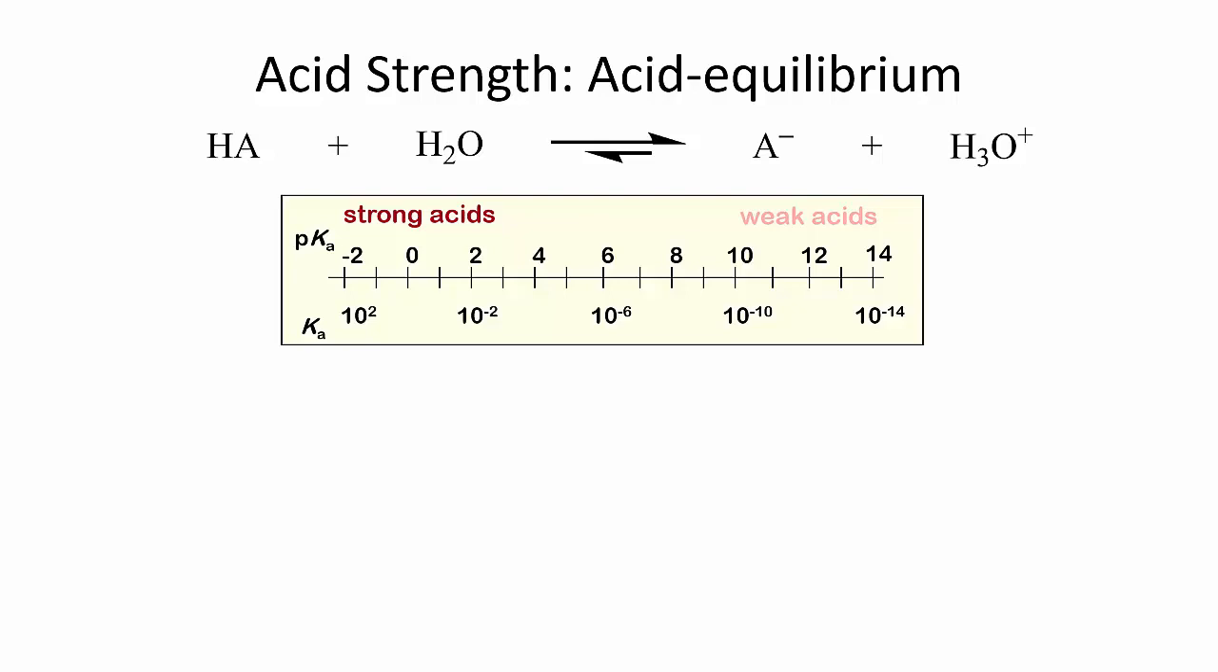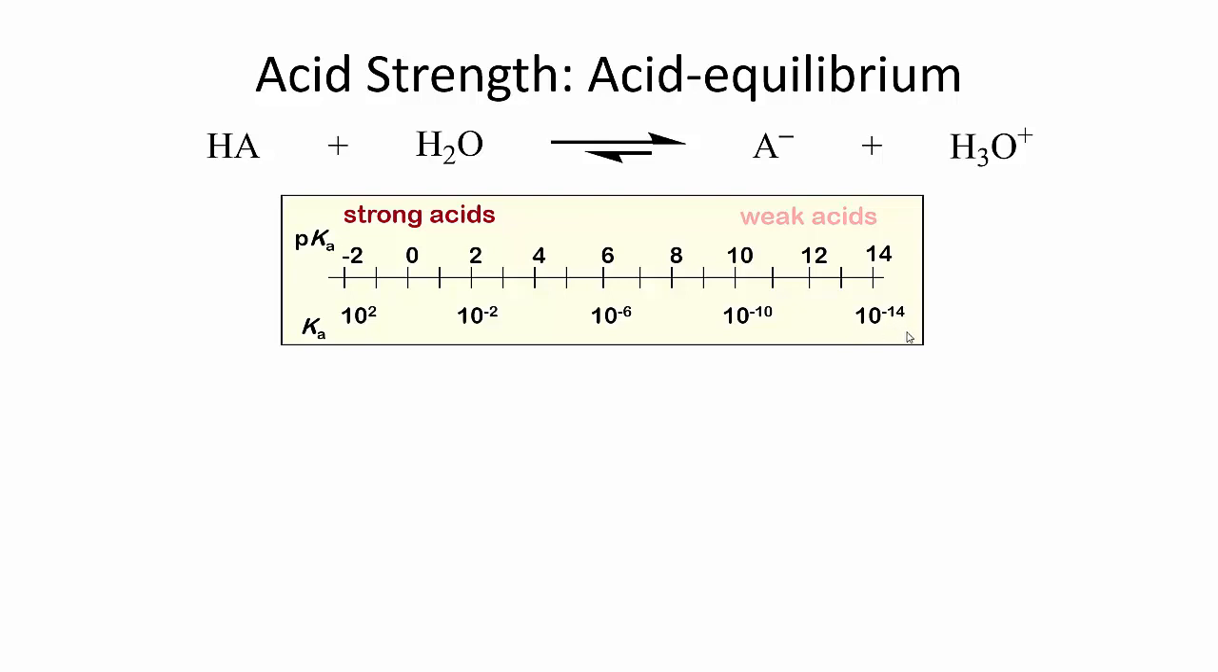This slide sort of summarizes what we just were talking about. When we talk about acid strength and acid equilibrium, we're primarily talking about Ka, and that's the reaction of the acid with water to produce its conjugate base and hydronium ion. For strong acids, Ka values are large. So you notice here this is like 10 to the second. And for weak acids, Ka values can be very small. Now in water, about the smallest you can get is about 10 to the minus 14.